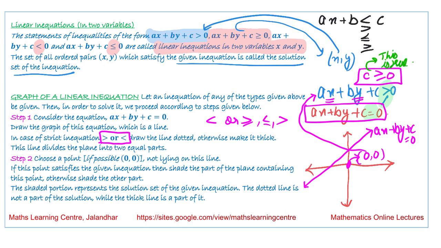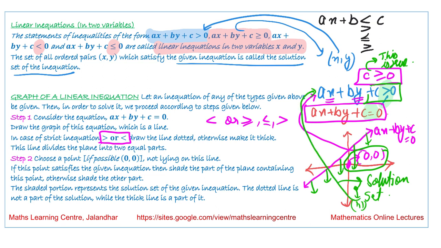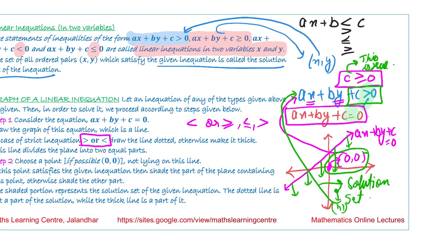If this is true, it means the portion below this line, why below? Because this point is contained in this portion. This portion is the solution set, any point lying in this region will be a solution. We can consider any point over here, say 1 comma 1, and substitute it. If it satisfies the inequation, then the lower portion is the solution.